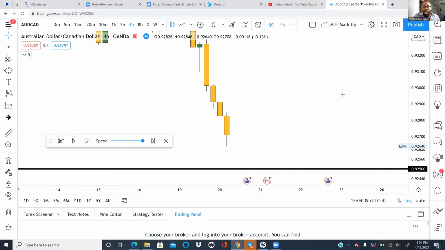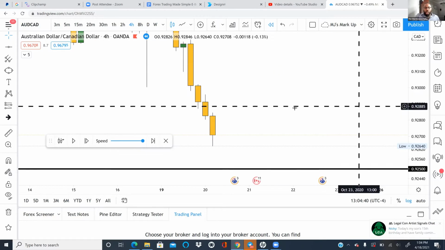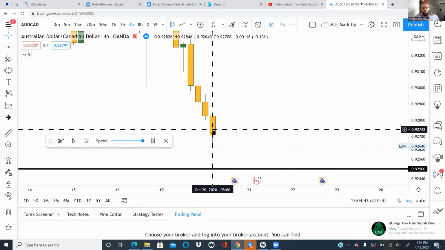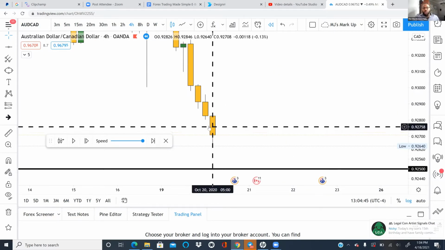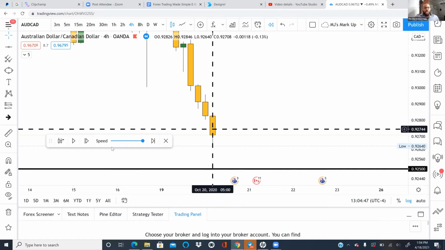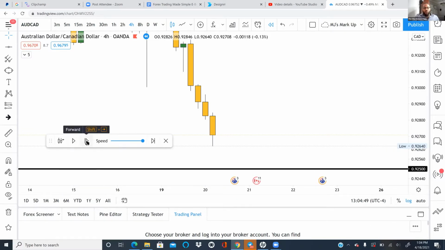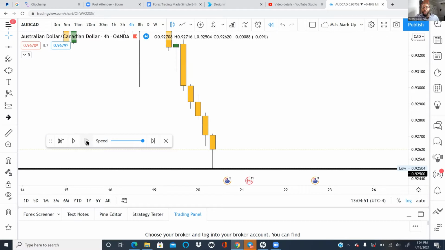So let's play this out in real life. Okay. So it is October 20th, 2020. This candle opens up at 5 p.m. It's going to close at 9 p.m. Right. So let's play it out. One candle. Boom. At 9 p.m., I got an alert saying price has reached a major quarter level, right?